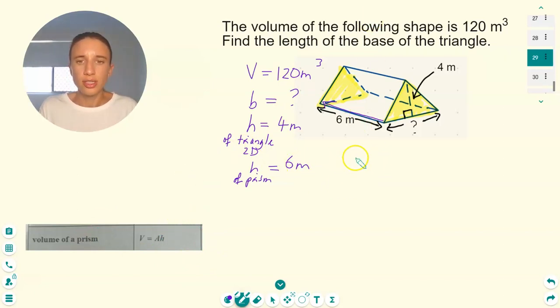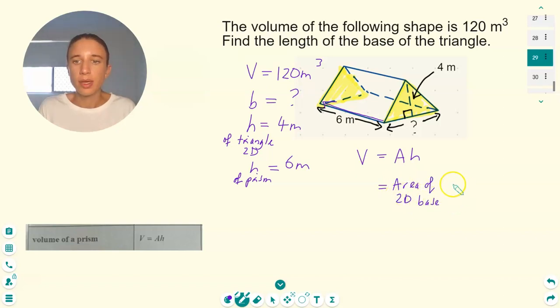So let's use it. We start with this on our formula sheet. Volume equals AH. Now what does this mean? It means area of 2D base shape times the height of the prism. That's what always goes on in my mind when I see that formula. Just write it out. So volume is that.